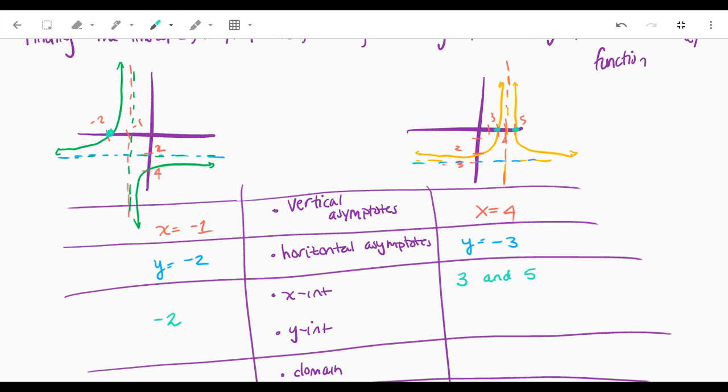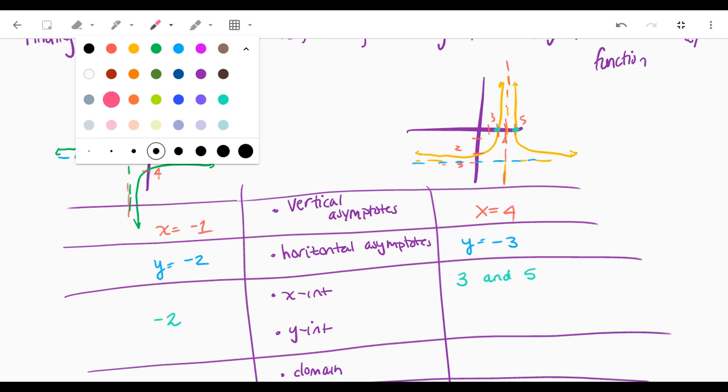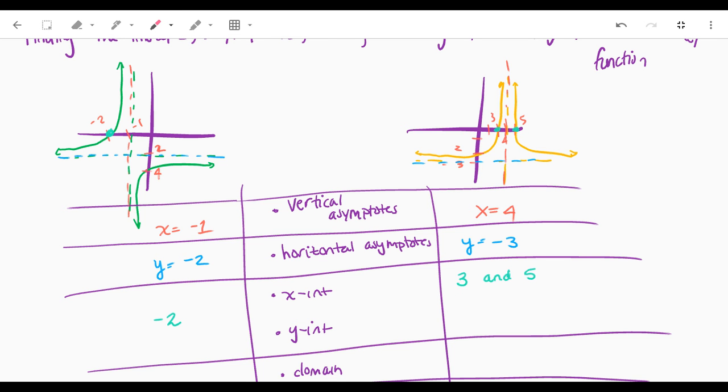Okay, and now our y-intercepts, where do we hit the y-axis? Well, this one is going to be -4. And this one is going to be -2.